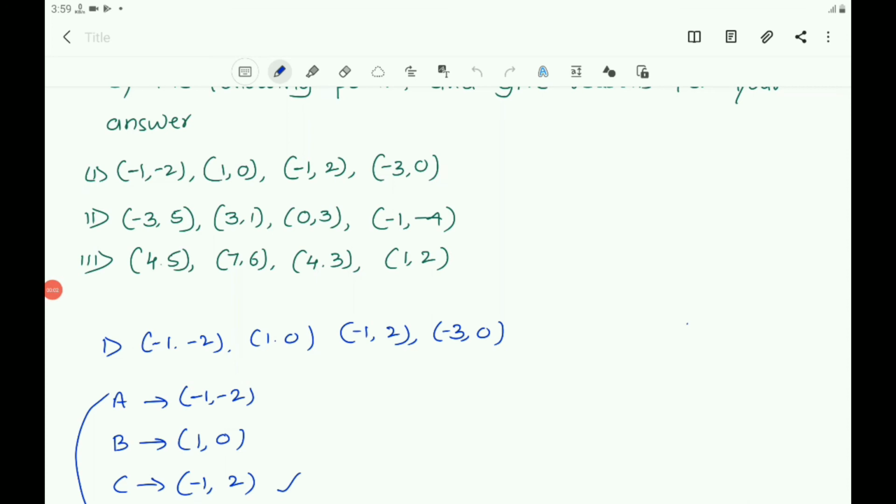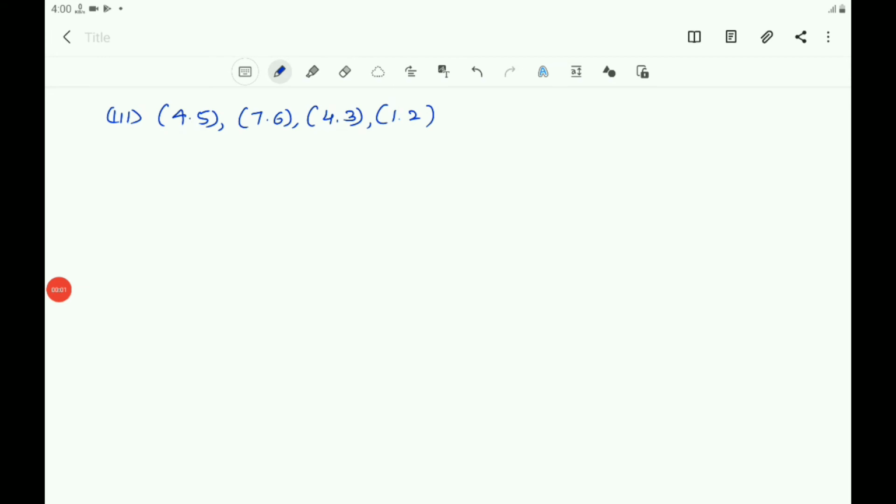Now let us take the third set of 4 points. The points are (4, 5), (7, 6), (4, 3), (1, 2). We have to verify whether it is a quadrilateral or not first, and after that, what type of quadrilateral it is. So first let us find out the distances between the points. If you consider the points A, B, C, D, find AB, BC, CD, DA and also the diagonals AC and BD.